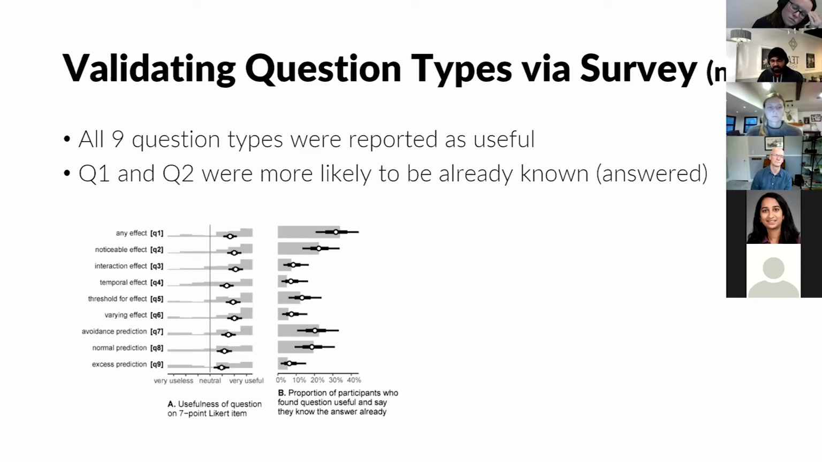And what we found was that everyone found all the 9 categories to be useful in their own personal journeys. And most of the people had already answered the basic question of is there any effect at all or not? So this essentially validated that the 9 questions are useful. They are not something that was just unique to IBS.